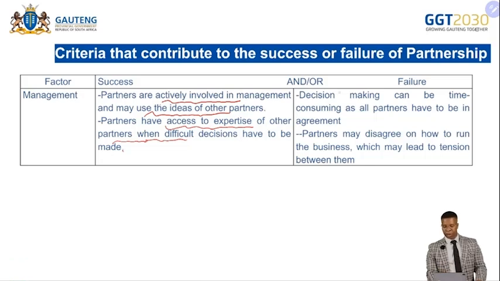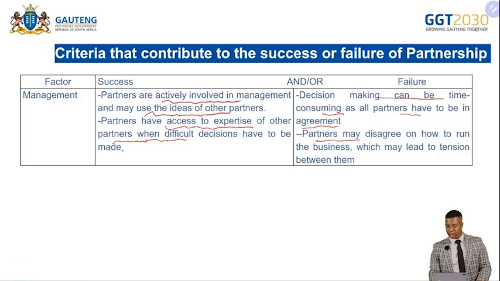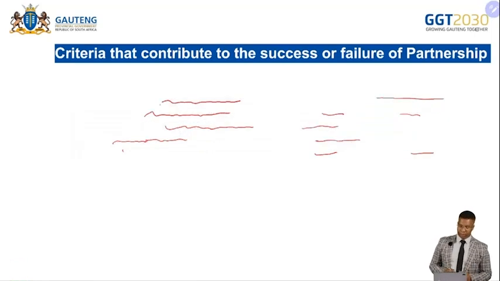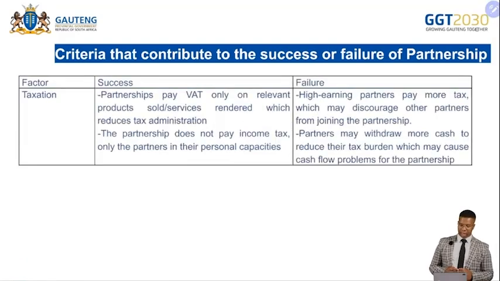And then failure, when we are looking into management, decision making can be time consuming as all partners have to be in agreement. And then another aspect of failure when it comes to management is that partners may disagree on how to run the business, which may lead to tension between them. So that can become a failure aspect when it comes to management, because partners want to give out their input and some may not agree on how things should be done in the partnership as a business.